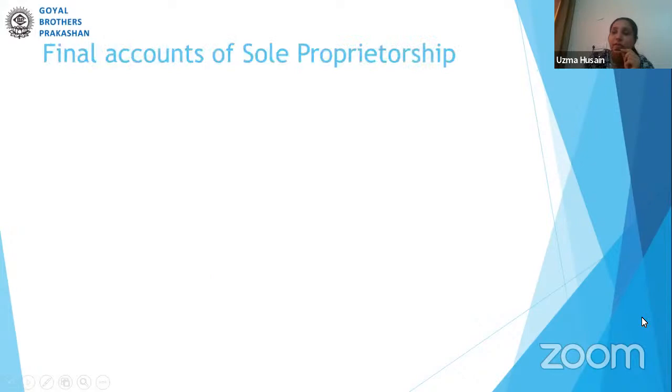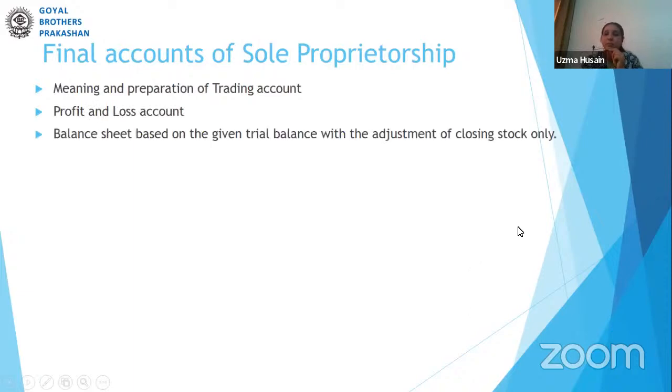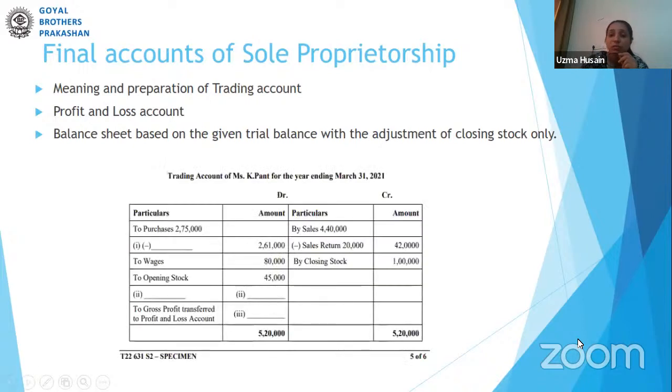Now coming to final accounts of a sole proprietor. In final accounts of a sole proprietor, we have meaning and preparation. This is given in the scope. We have just one entry, which is the closing stock adjustment entry. Now, we taught children in the beginning, when there was no bifurcation of the semesters or the syllabus, how to prepare the trading account, how to prepare the balance sheet, how to prepare the profit and loss account. All this was taught to children. But now the case is different. Once the specimen paper came, we know how the paper is.